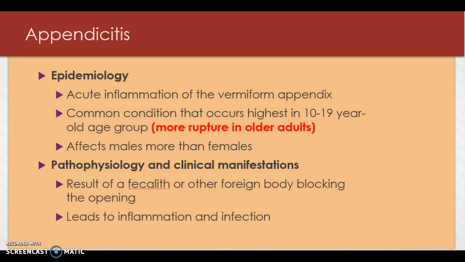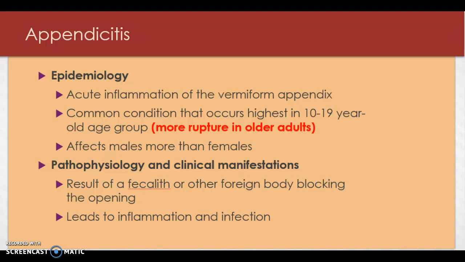Appendicitis is the acute inflammation of the vermiform appendix. It's a common condition that occurs highest in a younger age group, so not as much adult health, but the 10 to 19-year-old age group. However, there's much more rupture of this issue in adults than in the age group that it most affects. It does affect males more than females. It can also be caused from a fecalith or another foreign body that is built up in the appendix area itself, and it leads to inflammation and infection.